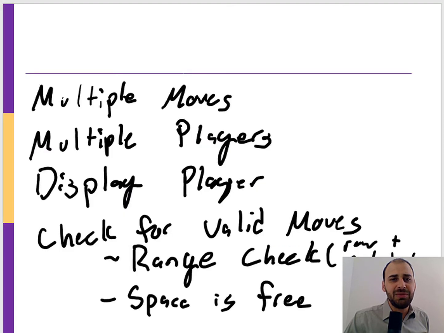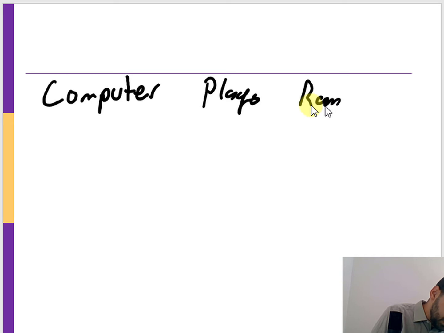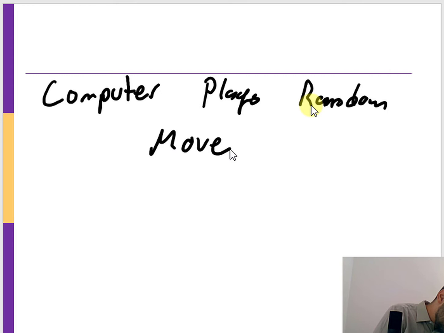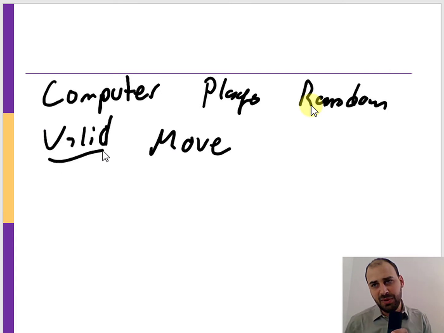Okay, so let's do this. This is the last thing that we'll do, and this is a bit of a harder step. We're going to get the computer to play a random move. But I'm going to also indicate that the computer plays a random valid move. Doesn't mean that the computer can go anywhere, because what if the space is already taken?